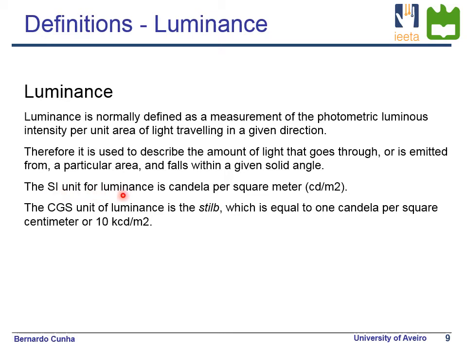The SI unit for luminance is candela per square meter, and in computer graphics systems, the unit of luminance is called stilb, which is equal to 1 candela per square centimeter, or around 10 kilo candela per square meter. These units are not particularly relevant for the kind of knowledge you have to acquire in this class, but at least give you an idea of the concept and how it is defined in terms of units.